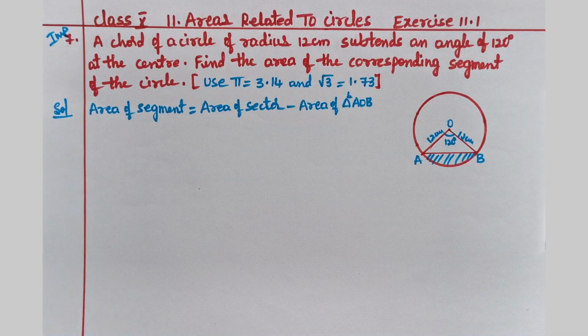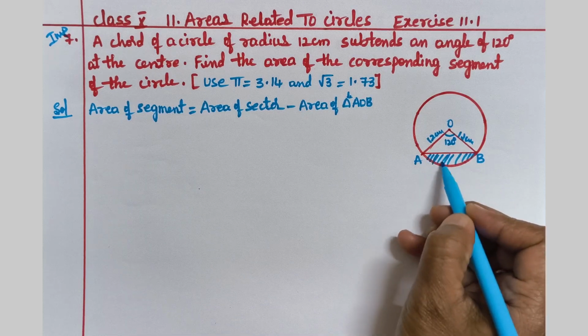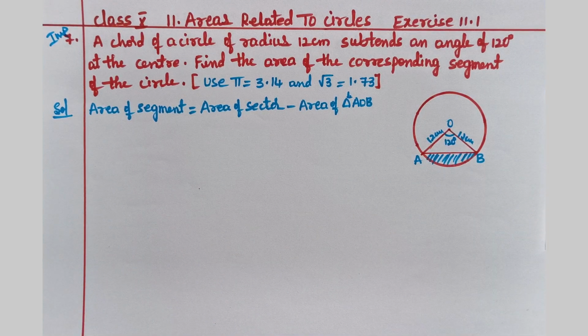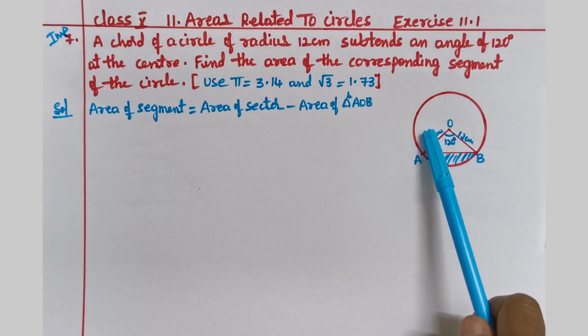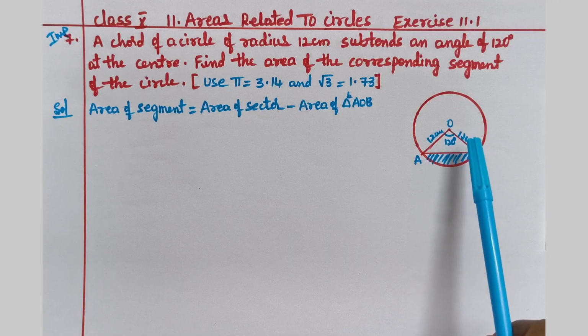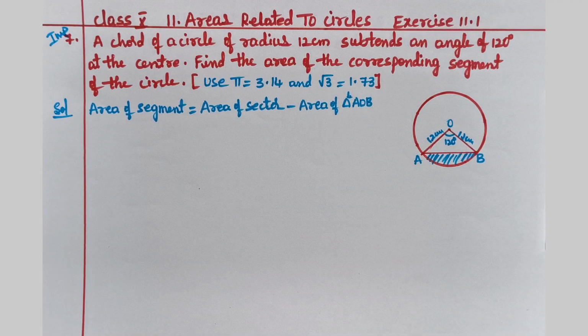Here we will find the segment. Segment means what? The region between the chord and the arc is a segment. We will find the segment area. Here the radius is given as 12 centimeter and the center angle is 120 degrees. We will use pi value 3.14, and root 3 value 1.73 is given.